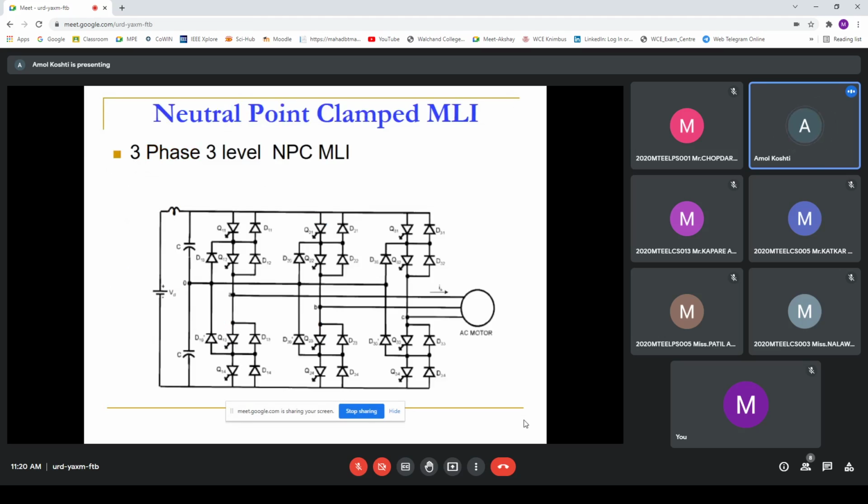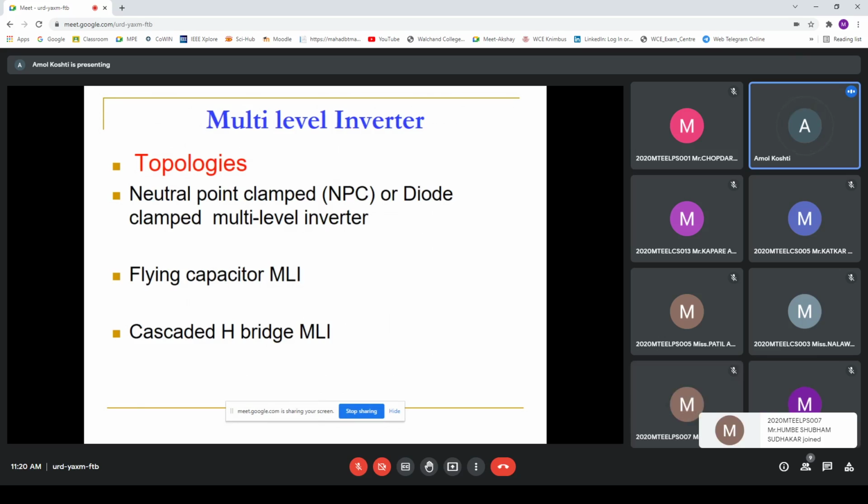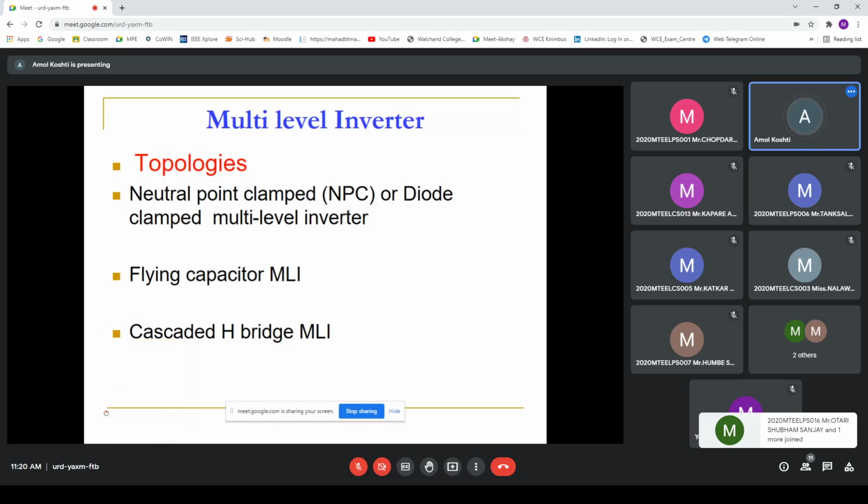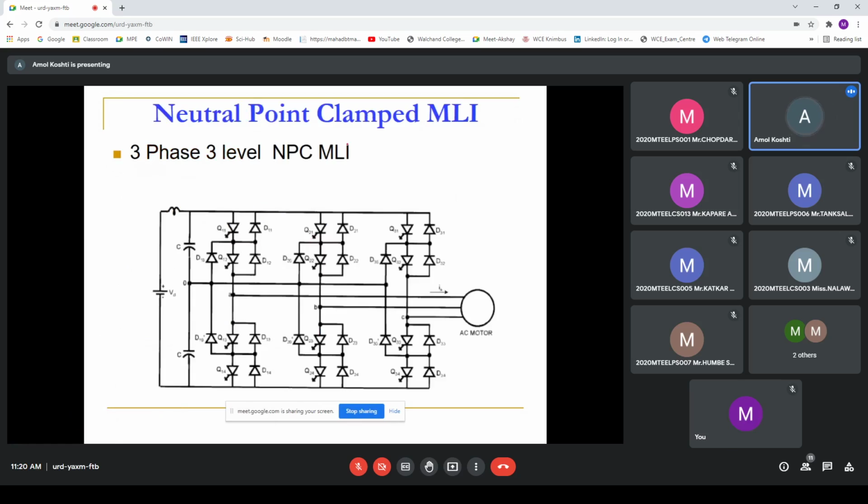In that, we discussed the diode clamp multi-level inverter. The diode clamp multi-level inverter can also be named the neutral clamp inverter, because here we are using the neutral point. Neutral point inverter or diode clamp inverter. Here we are using the middle, intermediate terminal of C1 and C2 as a neutral, which is ground here. That is the reason it can also be called a neutral point inverter.